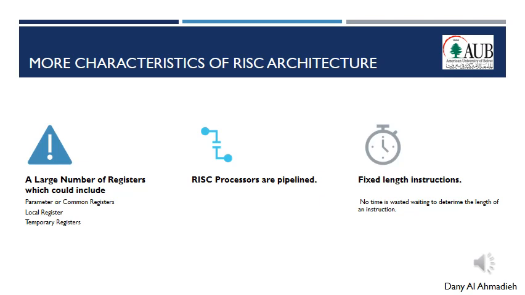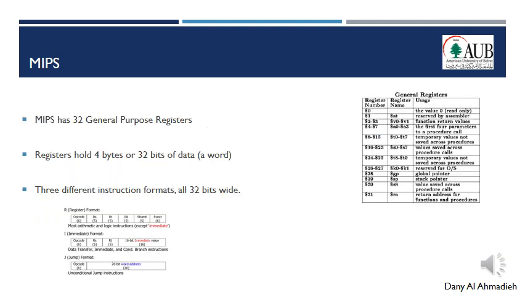Also, RISC processors are pipelined, meaning that at a single time there are several instructions which are in different phases of execution. This is a very important function. And also, RISC has fixed length instructions generally, meaning no time is wasted to determine the length of instruction, and regularity is achieved. MIPS architecture is one of the most popular examples of a RISC architecture.